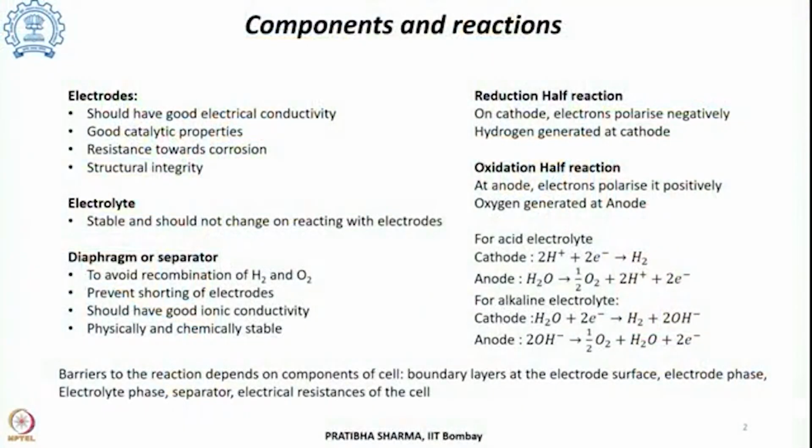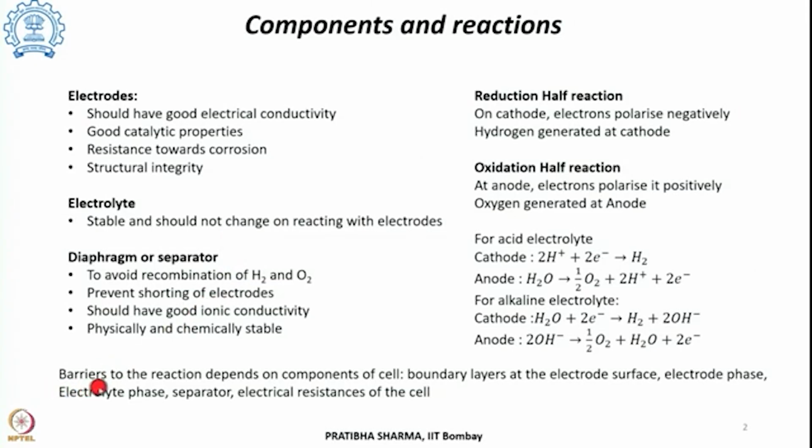In this class we will see the different components involved in an electrochemical cell and what are the different barriers to the electrochemical reaction which occurs in the electrolysis process. What are the different components, their requirements and how do they impact. If we look at the different components, there is an electrode, electrolyte and diaphragm, and they need to satisfy certain requirements in the electrolytic cell.